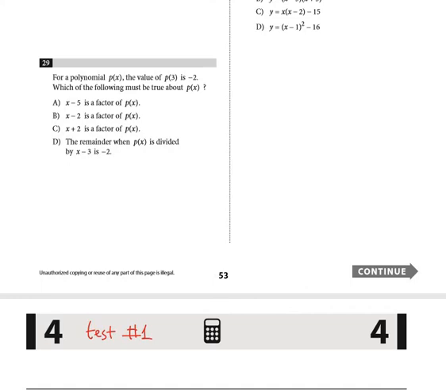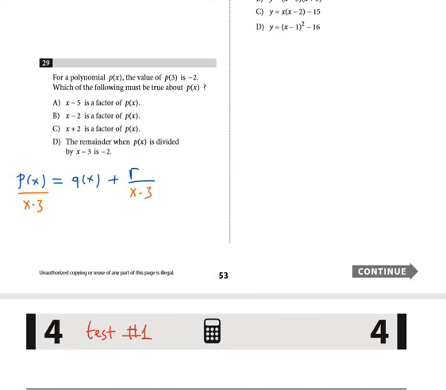We cannot directly verify if the factor is x minus 5, x minus 2, or x plus 2 using this information, but we can verify whether the remainder is negative 2 or not when it is divided by x minus 3 using the remainder theorem. Let's do that first. So we have some polynomial, which is p of x, and whenever this polynomial is divided by x minus 3, we are going to obtain some whole part q of x, plus we are going to obtain the remainder over x minus 3.